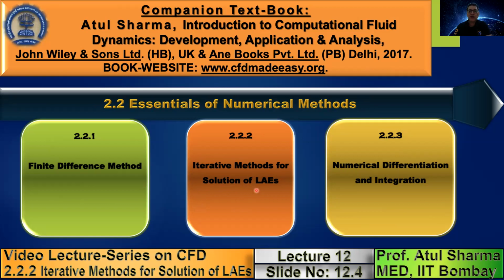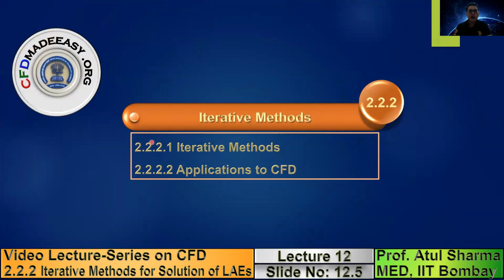So even when we use finite volume method, we get a system of linear algebraic equations. But if it is implicit in nature, then we have to solve it iteratively. So we need to understand what are the different iterative methods that will later on be applied in CFD. So I'll start with iterative methods and then I'll go on to their applications for CFD.